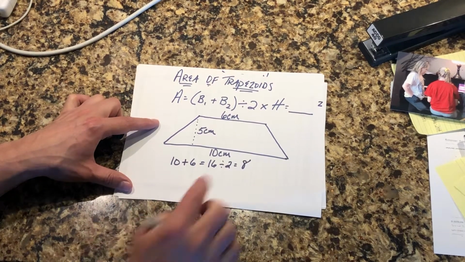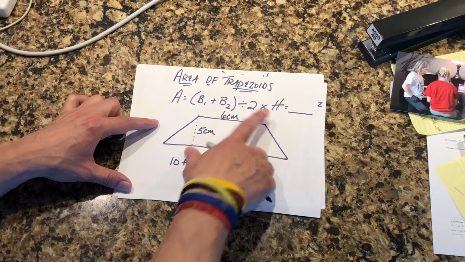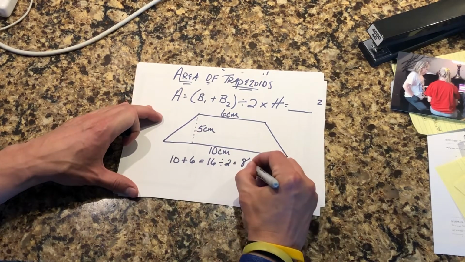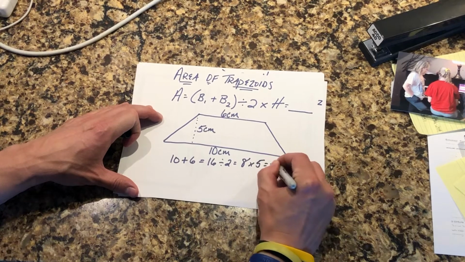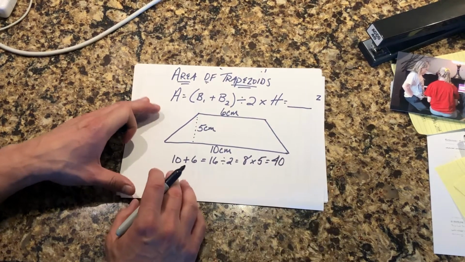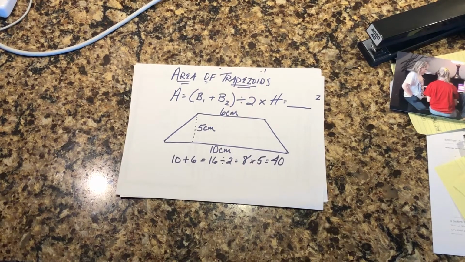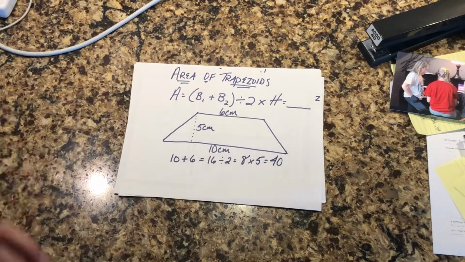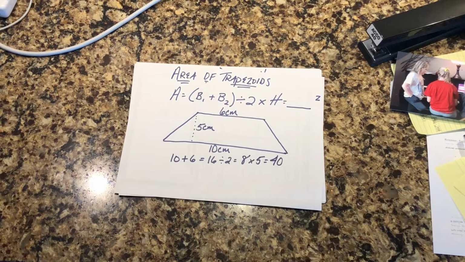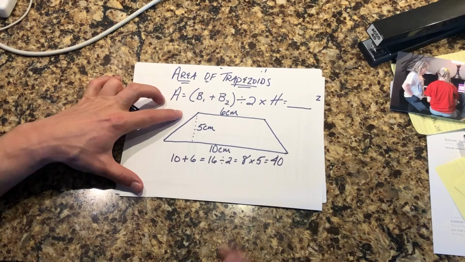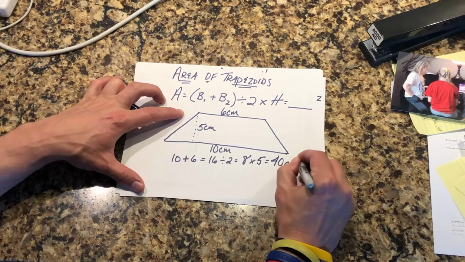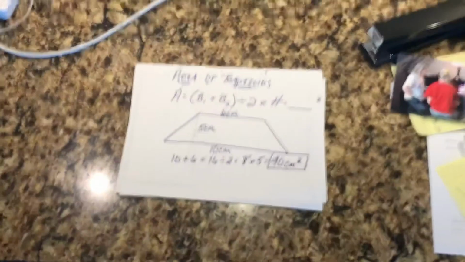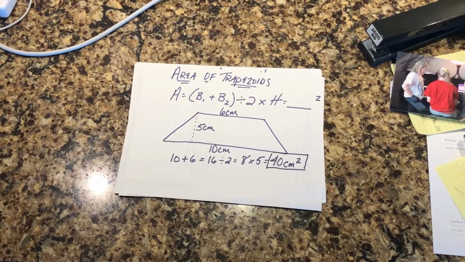And then the last thing I do, according to PEMDAS, is take it times the height. The height of this trapezoid is 5 centimeters. So I take 8 times 5 centimeters, and I come up with an area of 40. Just like every area formula that we've done, the label is always something squared because you're finding how much space a 2-dimensional shape can take up. So in this case, the area of this trapezoid is 40 centimeters squared.